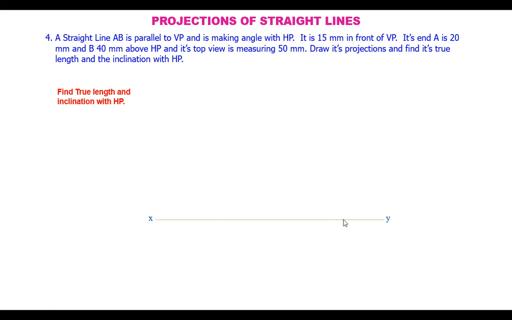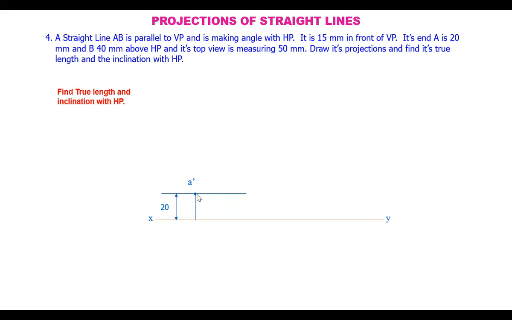It is 15 mm in front of VP. So the reference line, and the ends are 20 mm and 40 mm above HP. So here its end A is 20 mm and B is 40 mm above HP. At a 20 mm height, we draw a line. Somewhere here, at this height, the point A front view must be lying. That is A dash. And I have taken some point here on this line somewhere.